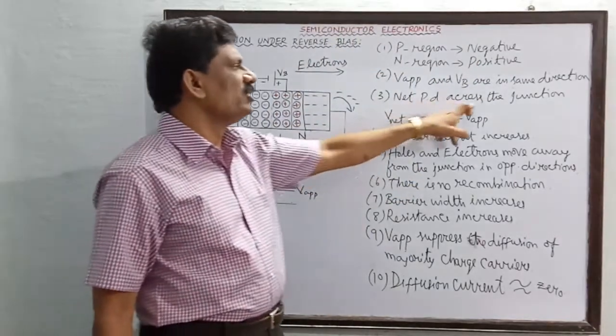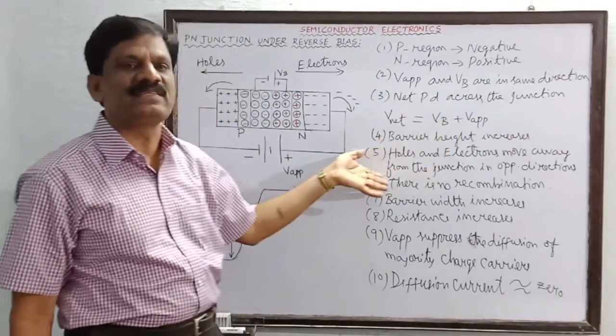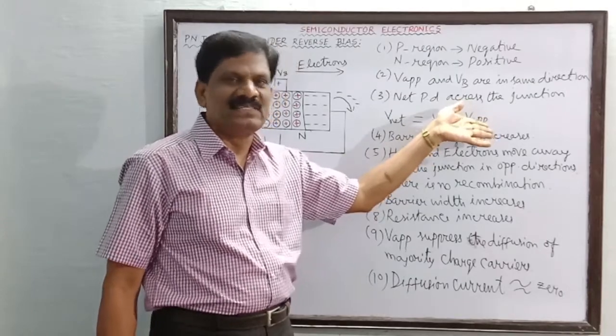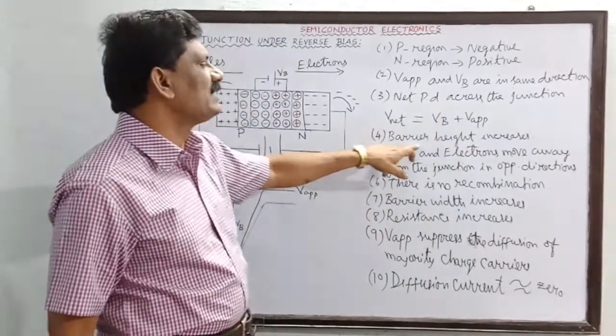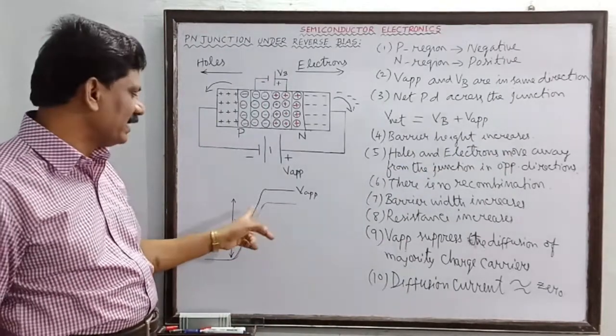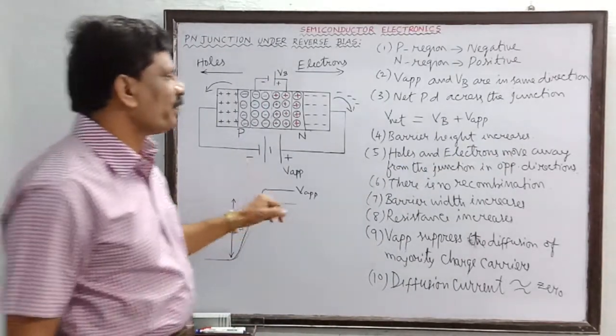Now what is the net potential difference across the junction in this case? It is equal to the sum of the barrier potential and the applied voltage, is it not? So as a result, what happens? The barrier height increases. You can see this graphical representation. The barrier height increases.